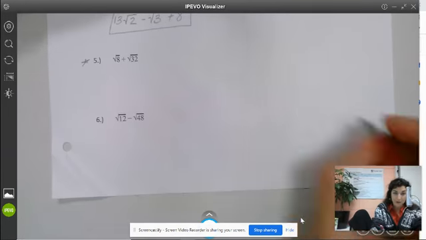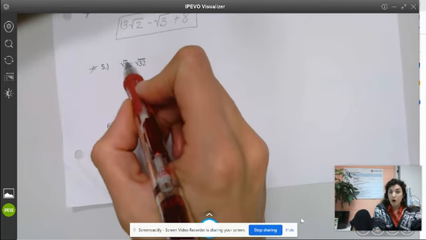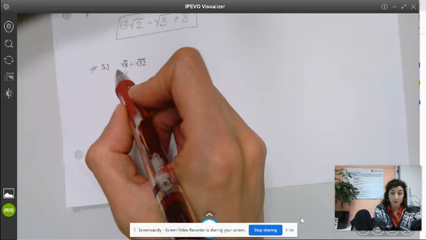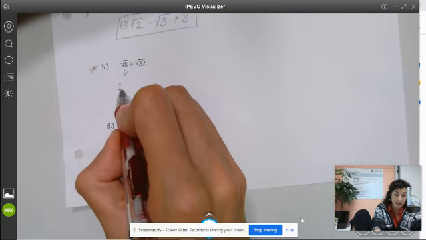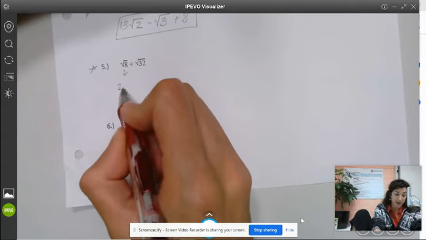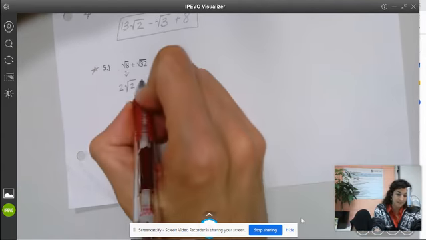Our first step with problem number 5 is that we need to simplify the radicals. Square root of 8, 4 is a perfect square, so that 4 comes out and becomes 2. The square root of 4 is 2, so 2 comes out. And since it was 4 times 2 inside of this radical, we're left with the square root of 2 on the inside.